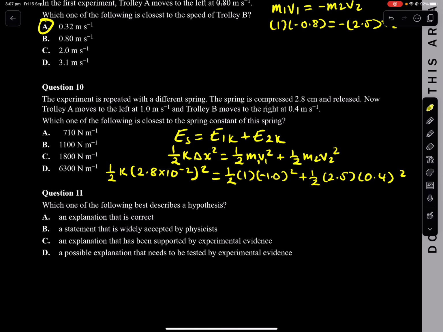Now let me just calculate these. So 0.5 times 2.8 times 10 to the negative 2 squared is 0.000392. So 0.000392 K equals 0.5 times 1 squared plus 0.5 times 2.5 times 0.4 squared, and this is 0.7, so therefore K is equal to 0.7 divided by 0.000392.